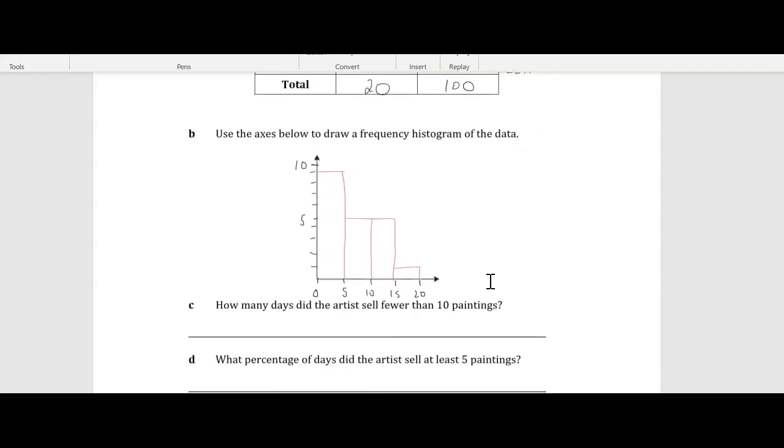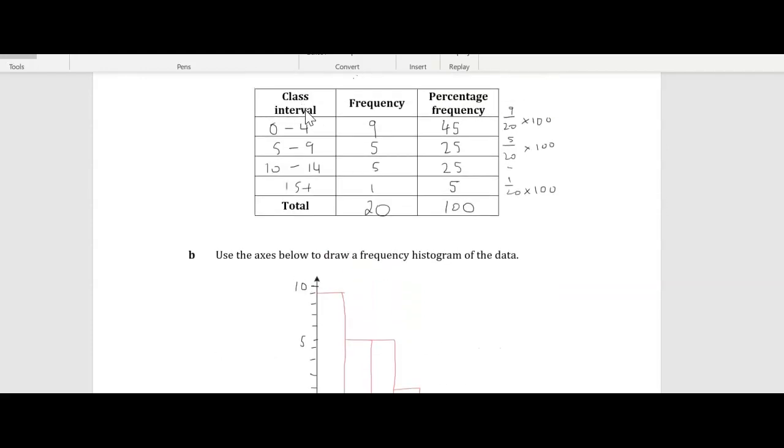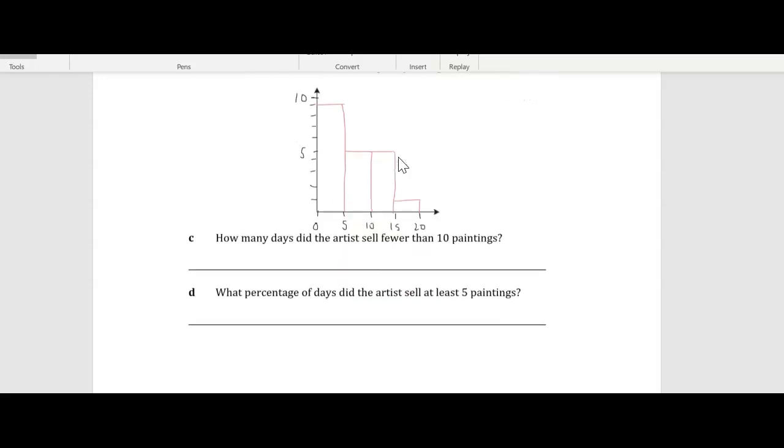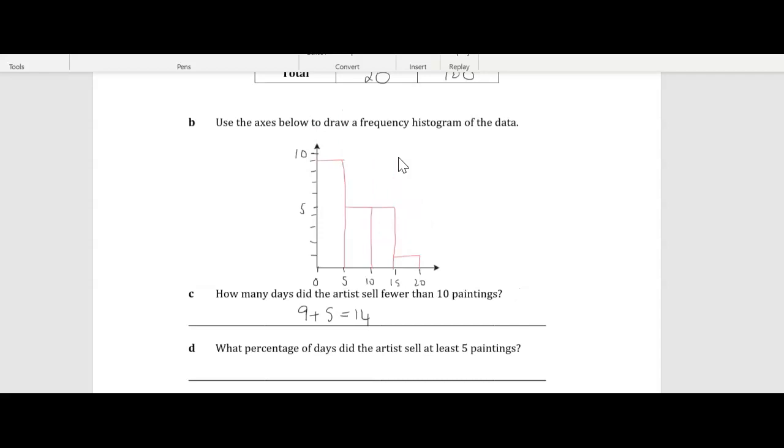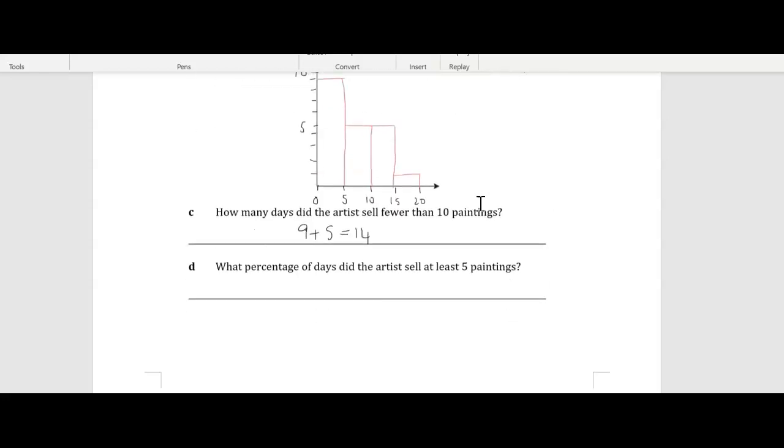How many days did the artist sell fewer than 10 paintings? So fewer than 10, if we look at our class intervals, we're looking at the first 2 classes. So 9 plus 5 is 14. What percentage of days did the artist sell at least 5? So we're adding up 25, 25, and 5, so 50%.